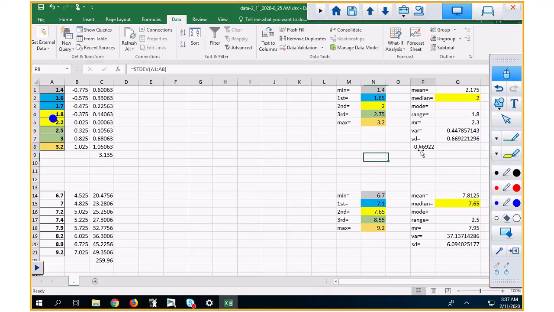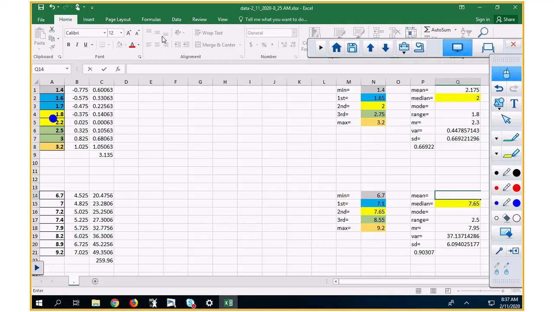Now let me do this. Check this. Control-C. Control-V. Okay. Yeah, something's wrong. I've got something wrong. Probably the mean. So let me go through and check this one. Equals summation.